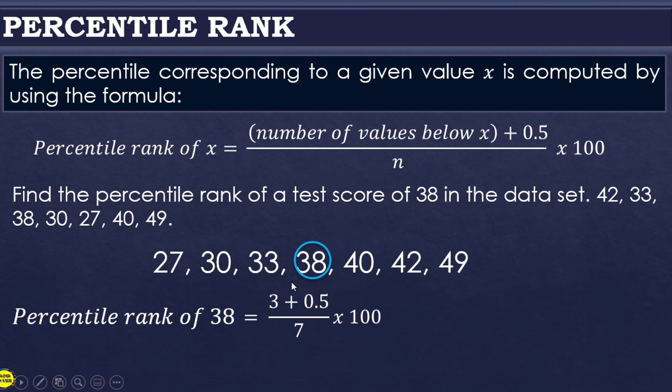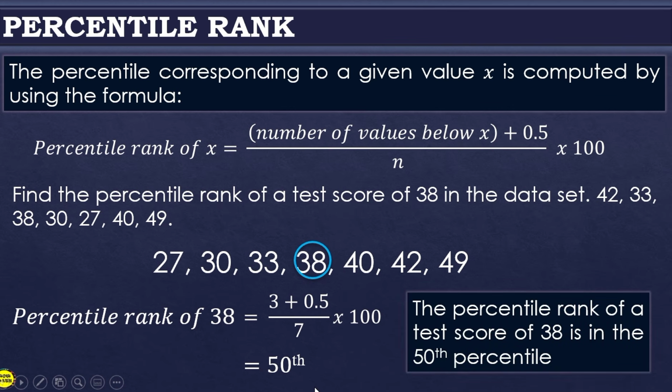So, ang ilalagay natin doon is 3 plus 0.5 over 7, kasi yung n natin dito is equal to 7, times 100. So, pwede nyo gamitin yung calculator nyo. And that is 3.5 divided by 7 times 100, the answer is 50. So, ibig sabihin, the percentile rank of a test score of 38 is in the 50th percentile. Okay?